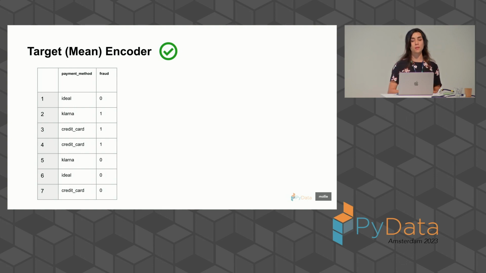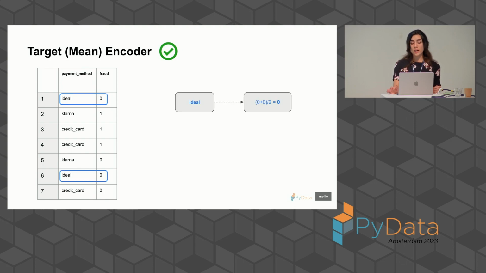So let's imagine this is a payments data set where we see whether a payment was fraud or not, and we see its payment method. So for iDEAL, how would we encode it? We take the class iDEAL, and then we calculate the mean of the values under the target. Here we have 1, 0, and another 0, so the mean of 2 zeros is just a 0. So we'll encode iDEAL with a 0.